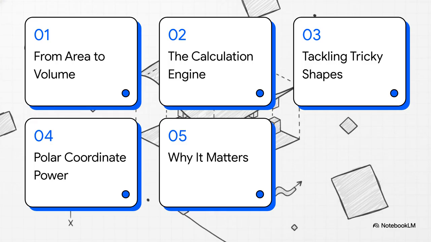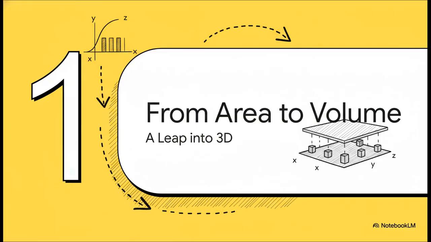First, we're going to build up that core intuition, making the jump from area to volume. Then, we'll pop the hood and look at the calculation engine itself. After that, we'll get our hands dirty tackling tricky, non-rectangular shapes, unleash a serious superpower called polar coordinates, and finally, we'll see why all of this really matters. Okay, first things first. Let's build that core idea.